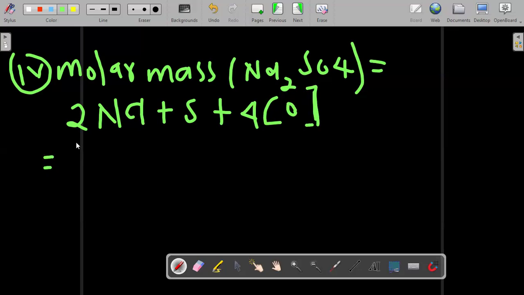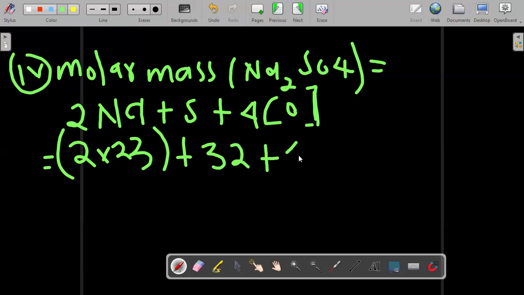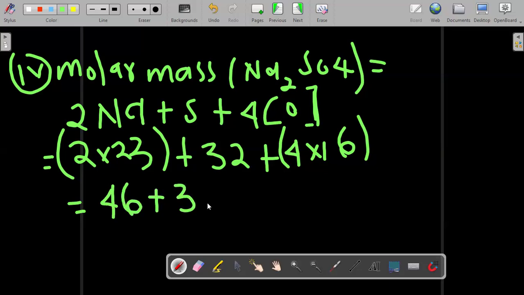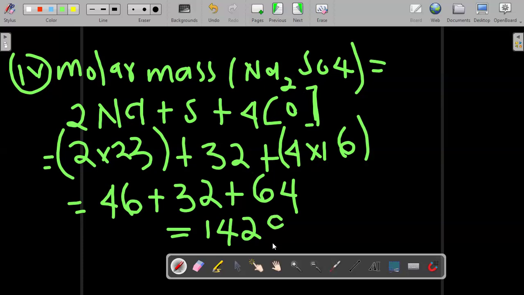So this will give me 2 times 23 plus 32 plus 4 times 16. That will give me 46 plus 32 plus 64. That will give us 142. Here we go again, the unit is grams per mole. That's the unit of molar mass.